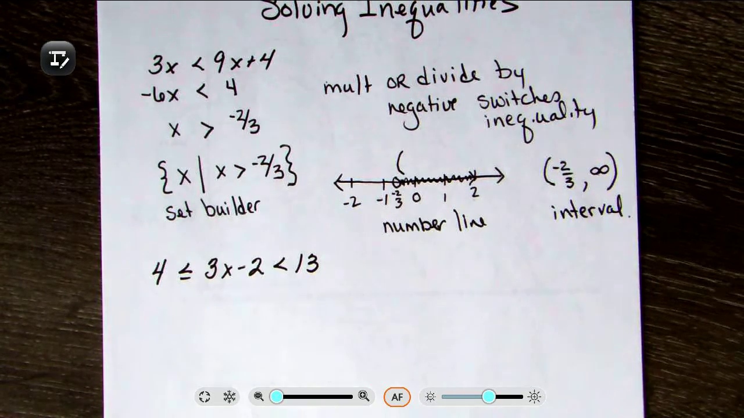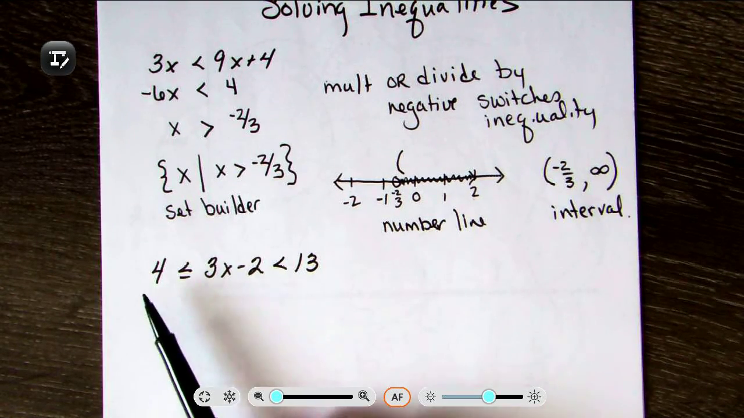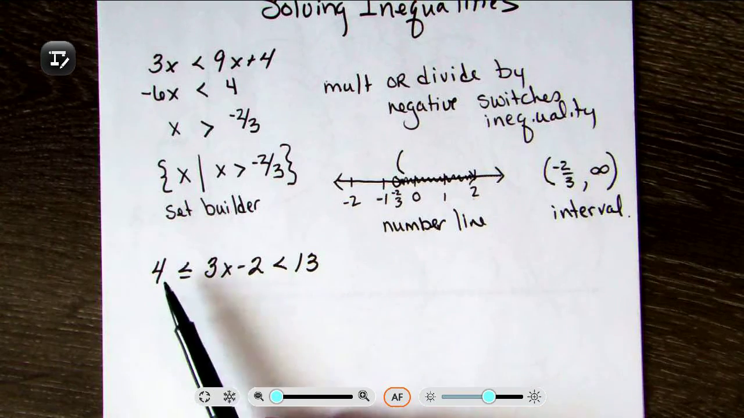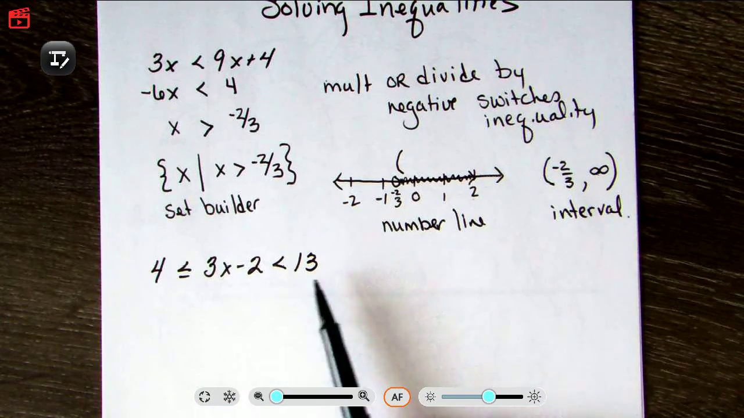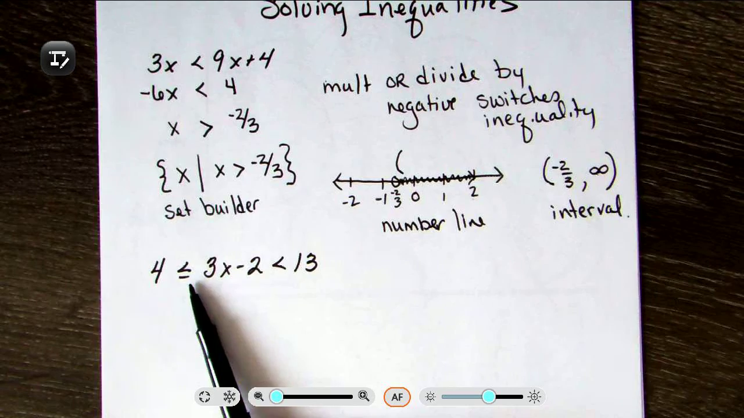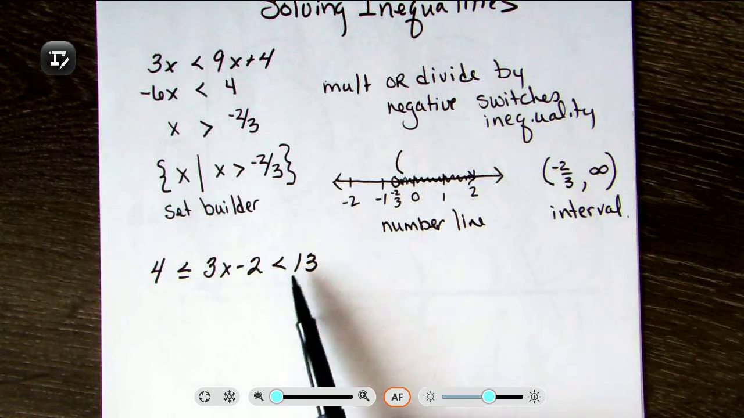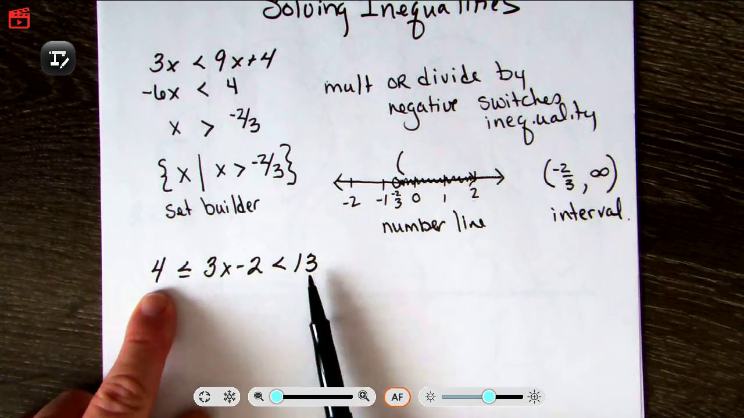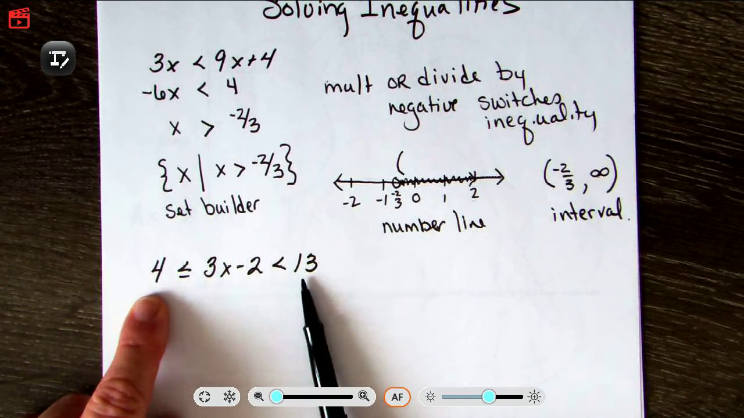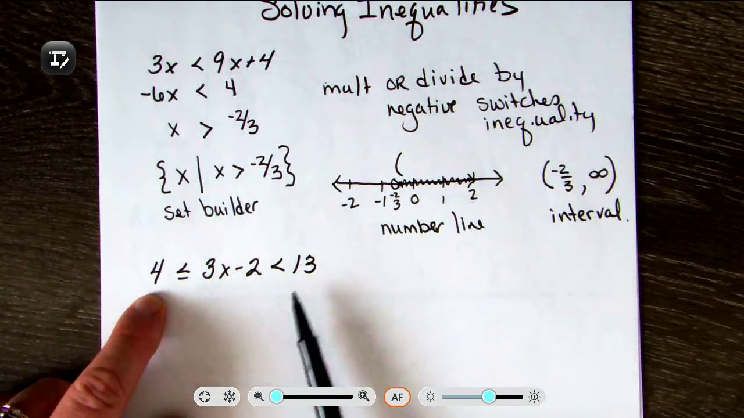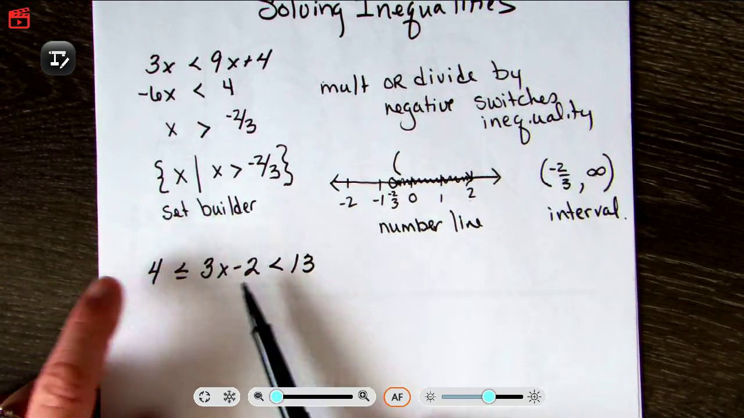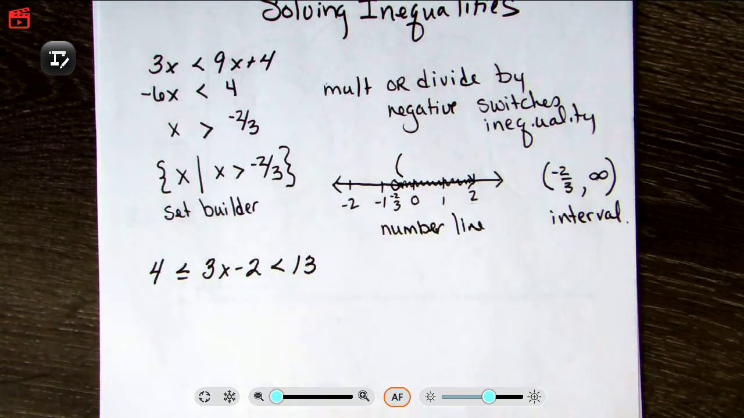All right, here's another one. We have kind of a compound inequality. One thing you have to remember is this compound inequality has to make sense. So when you read the entire thing, 4 is less than or equal to this mess, which is less than 13, the outside edges should make sense. So 4 is less than 13, so we're okay. What we're going to do is isolate that x in the middle.